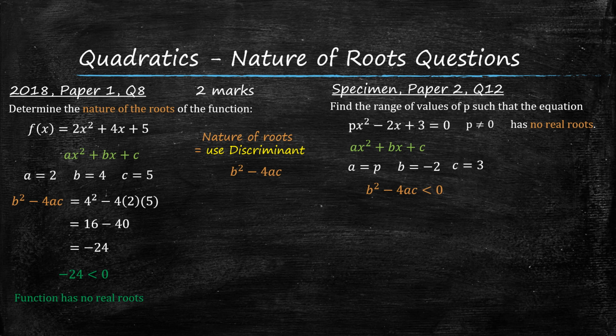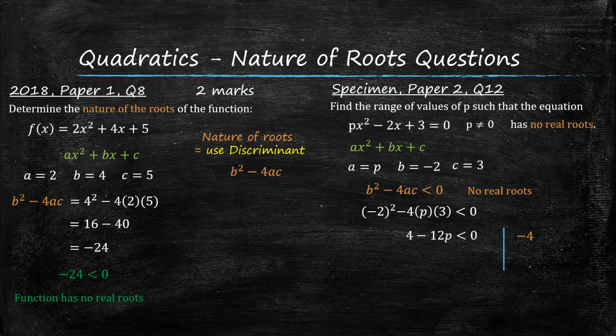So we want to find the values of p such that b squared minus 4ac, our discriminant, is less than 0, because b squared minus 4ac has to be less than 0 for a quadratic function or a quadratic equation to have no real roots. So let's substitute in our values of a, b, and c. This gives us negative 2 squared minus 4 times p times 3, which gives us 4 minus 12p is less than 0.